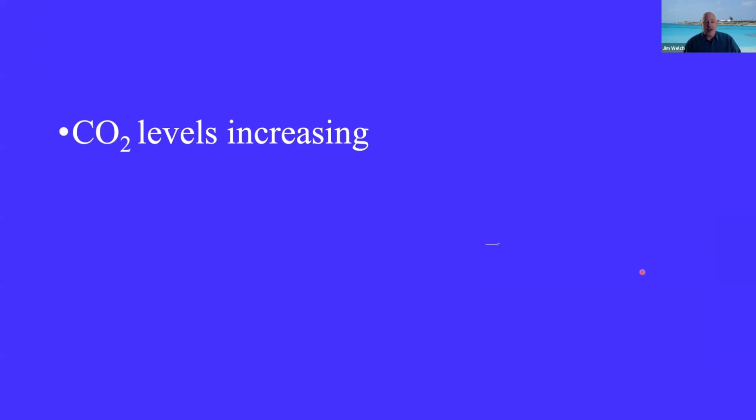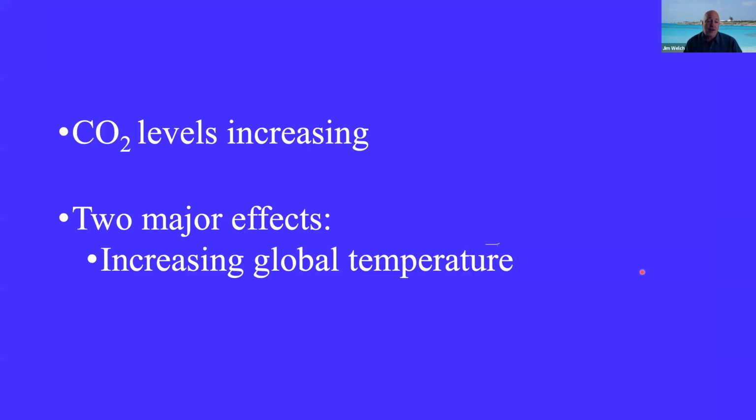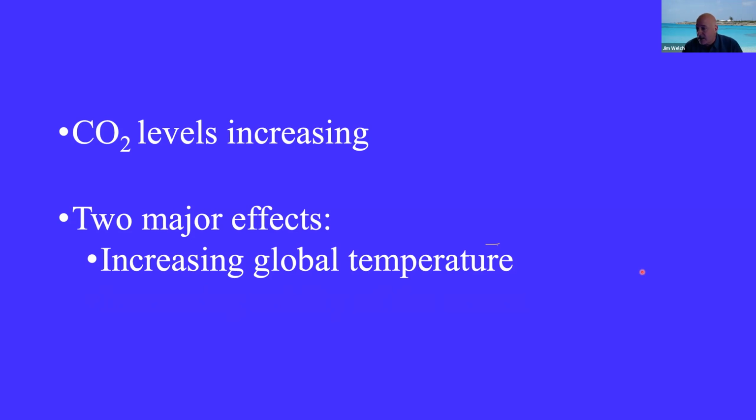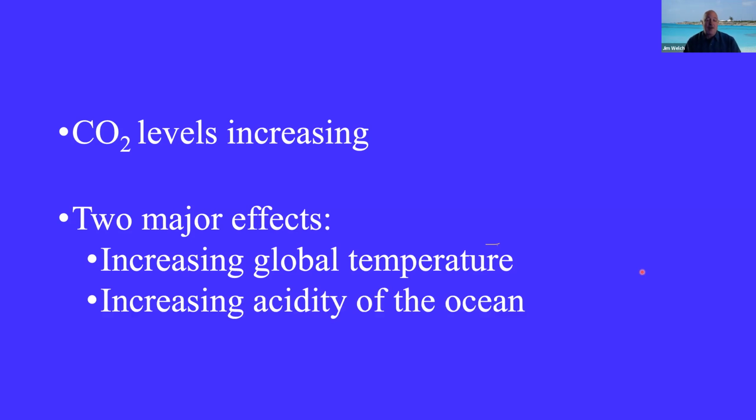The fact of the matter is that carbon dioxide is increasing in the atmosphere, and there's just no two ways about it. It's going up. This carbon dioxide in the atmosphere has two really major effects. The first thing is it increases the global temperature. Along with that, the global temperature is going to influence sea level rise, which is the one thing that I'm going to talk about. And the other thing that carbon dioxide does is it increases the acidity of the ocean. That's the other problem that it's going to generate and that I'll be talking about.